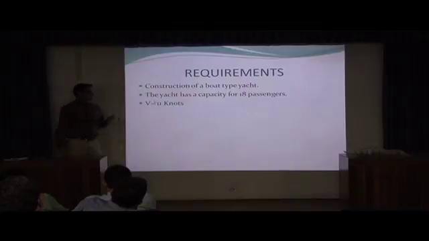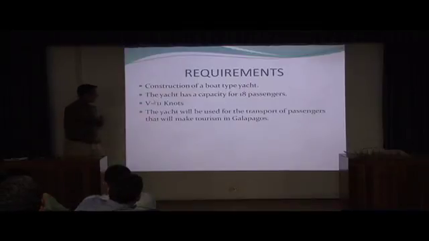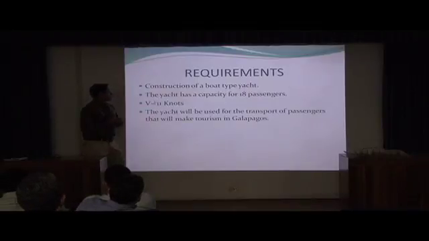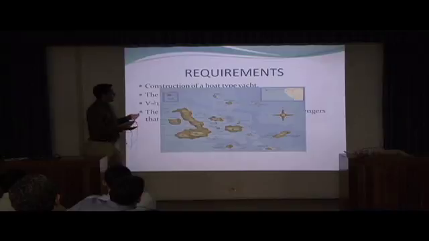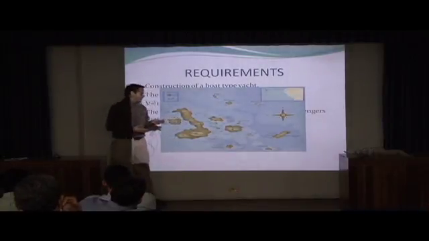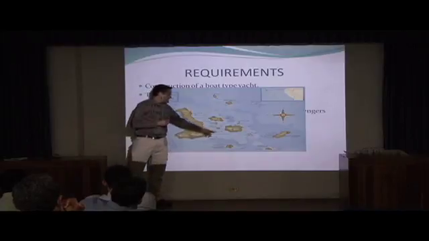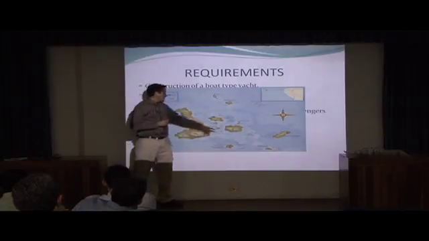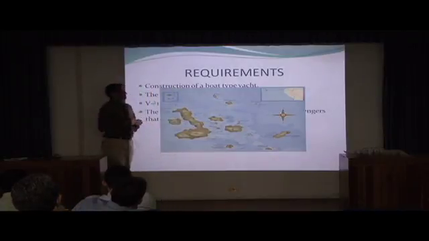The velocity is around 11 knots, and the yacht will be used for transport of passengers, making tours for the tourists in the Galapagos Islands. Here I show you a graph of the Galapagos Islands, and here is my route to Isabela, Santa Cruz, Pinzon, and then next to Isabela.